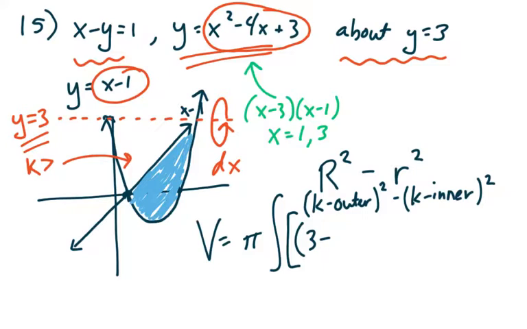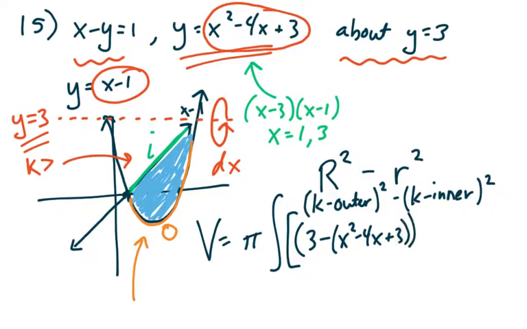But now we have to use a little bit of visualization. When we spin this region vertically around the y equals 3 line, can you see which one is going to be on the outside? What's the outside of that ball or that shape or whatever you want to call it? If you see when you spin it around, this here, the parabola, will be your outer. And therefore, the inner will be the straight line.